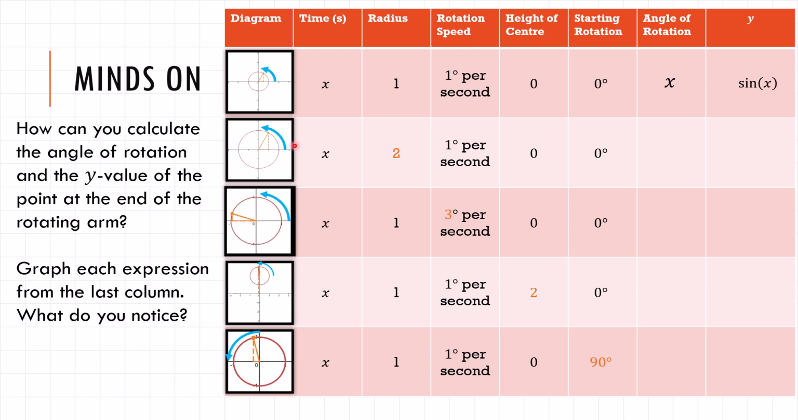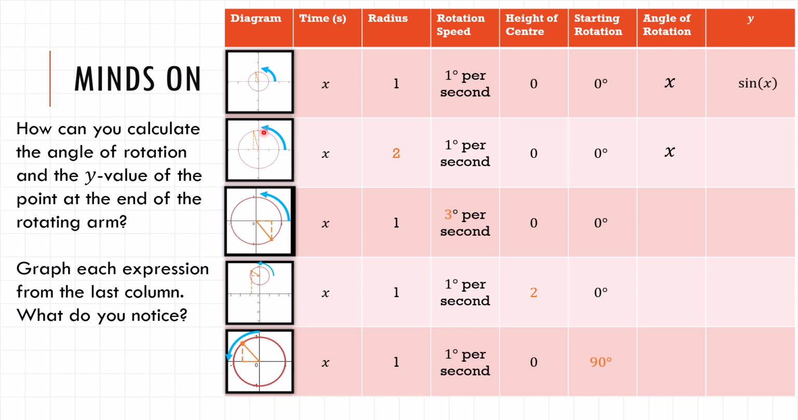From here, why don't you go ahead and try to figure out the second row. Notice that this circle is the same as the first one, except its radius is doubled. Well, the angle of rotation doesn't actually change. In fact, if you compare these two, you might notice that both of the triangles are changing at the exact same rate. So the angle of rotation is still dependent on the time. It's 1 degree per second, so it's still just 1 times x, or just x.